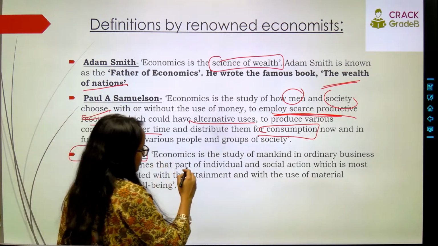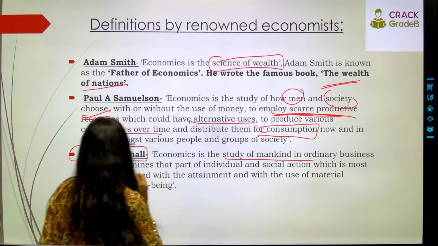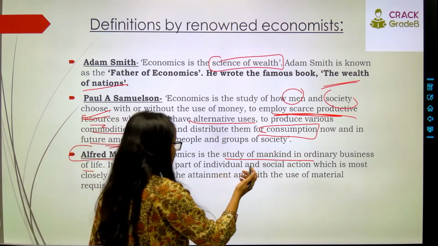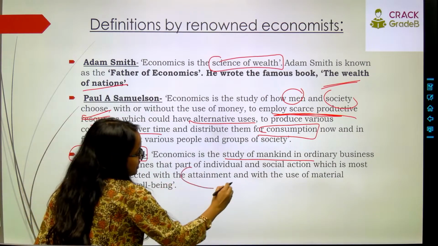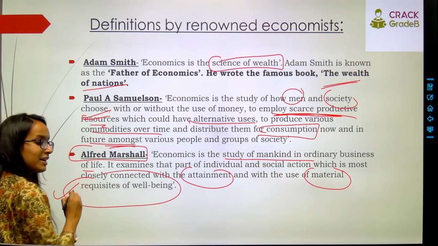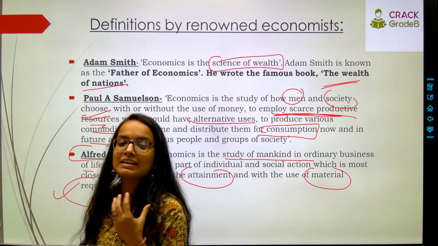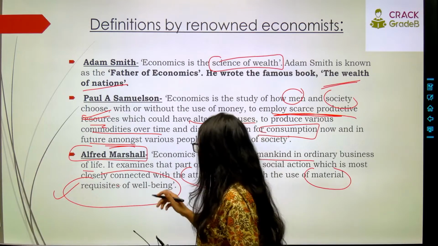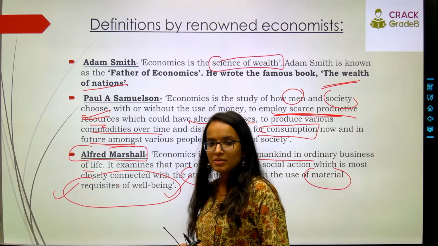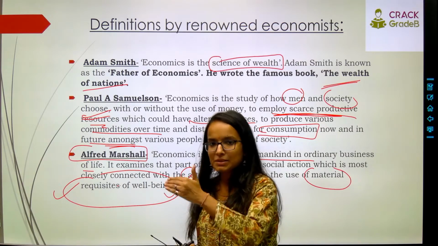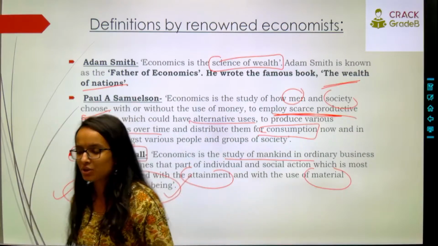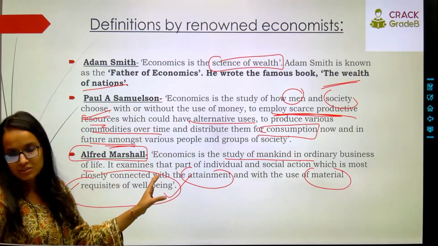According to Alfred Marshall, economics is the study of mankind in ordinary business of life, which examines that part of individual and social action which is connected with attainment and with the use of material requisites of well-being. Again, he also focuses upon the material well-being, material aspect of the human welfare, right? So according to him, economics is something which deals with maximization of material well-being of an individual, okay, be it consumer, be it producer. All right, are these definitions clear to everyone?